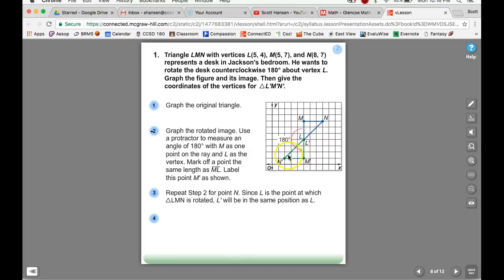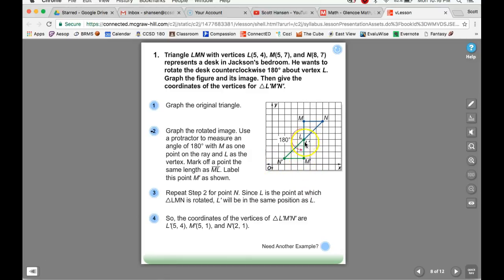Here's the hypotenuse, and you'll notice that this 1, 2, 3 unit distance right here is the same as this 1, 2, 3 unit distance down at the bottom. And N prime is going to be right there, and then all I should have to do is connect the dots and identify where those coordinates are.